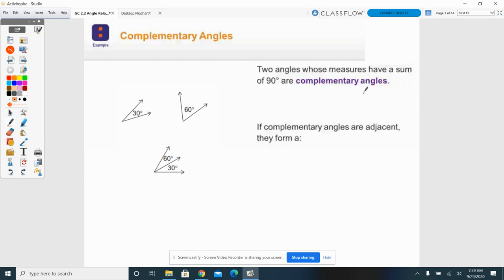Two angles whose measures have a sum of 90 are complementary. They don't have to touch, but they can. If they are adjacent, they would form a right angle. So these two are complementary. They're not adjacent, but they're still complementary. This is a bad diagram, but even though the diagram is bad, 60 plus 30 should equal 90 degrees. They should form a right angle, even though the picture is garbage.